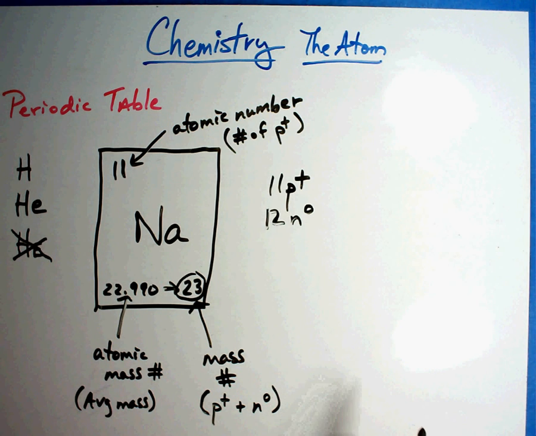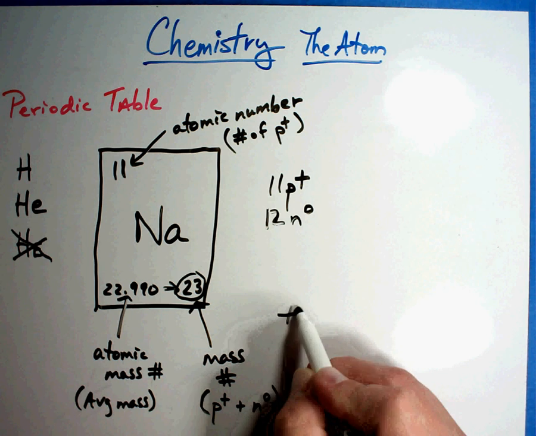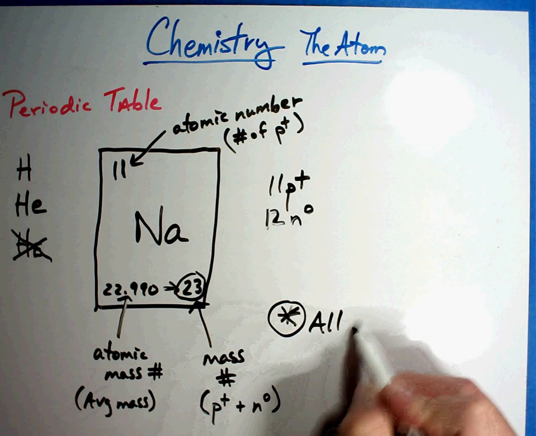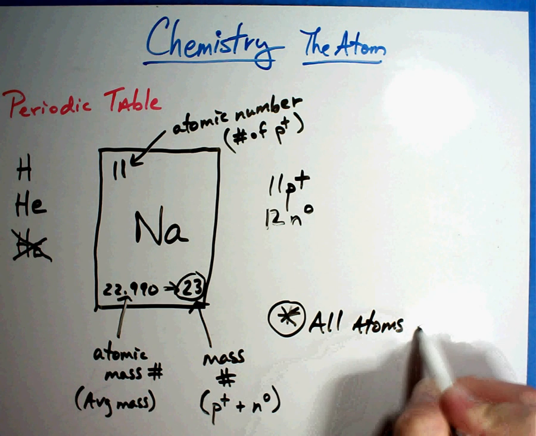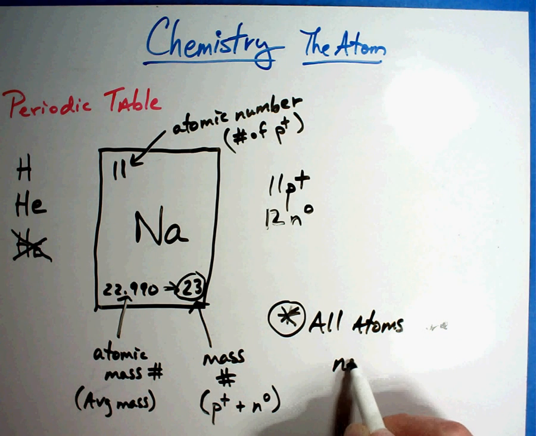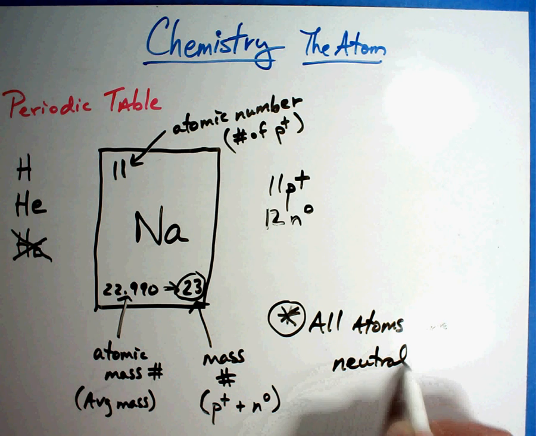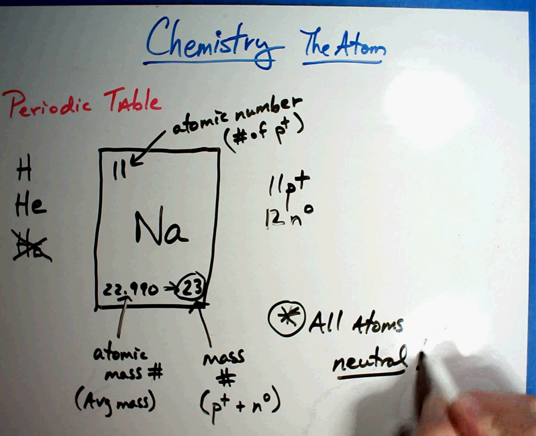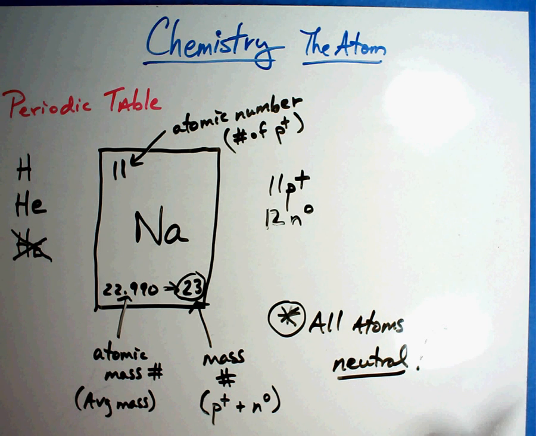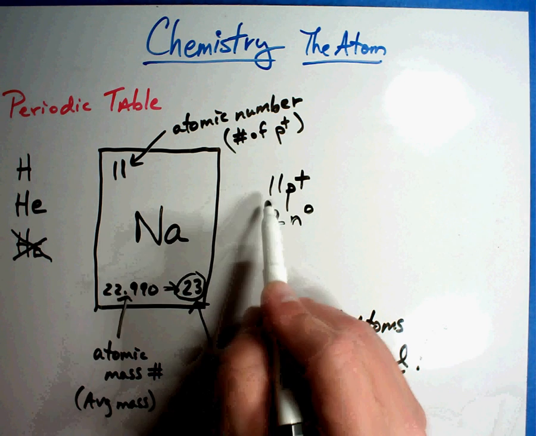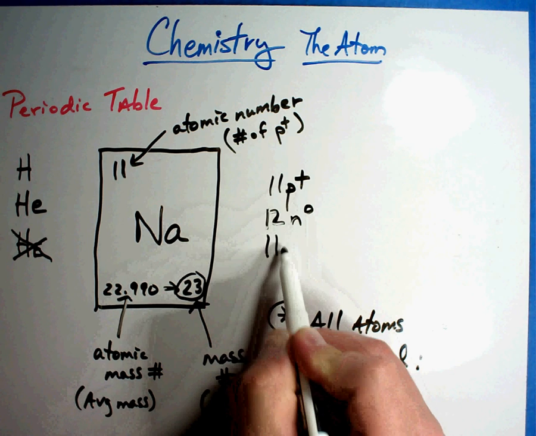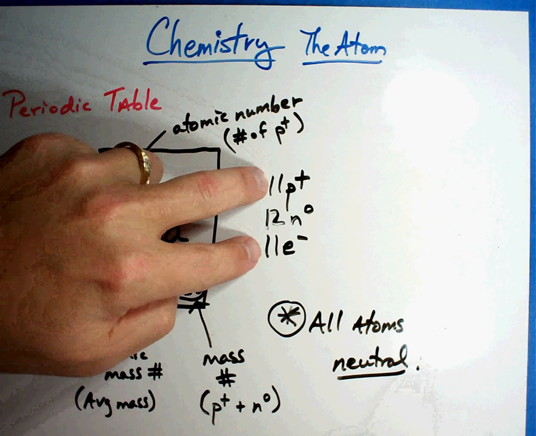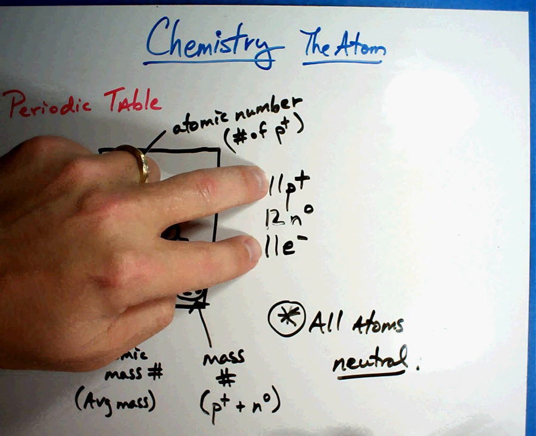Then we come down to the electrons. Well, to know the number of electrons, you need to know the following piece of information. Big important star. All atoms are neutral. And what that means is that if you have 11 protons, you have 11 electrons to equal it out. So for what we're doing right now, the proton number and the electron number are equal to each other.